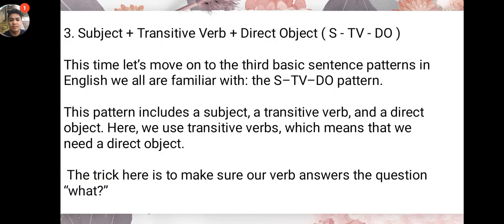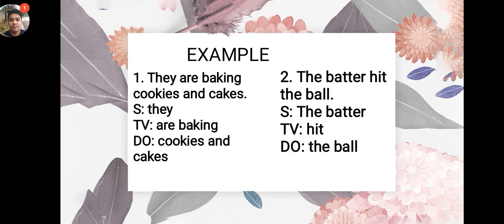Subject plus transitive verb plus direct object. This pattern includes a subject, a transitive verb, and a direct object. Here we use transitive verbs, which means that we need a direct object. The trick here is to make sure that our verb answers the question what. So we have an example. They are baking cookies and cakes. The subject here is they, baking is the transitive verb, and the direct object is cookies and cakes.